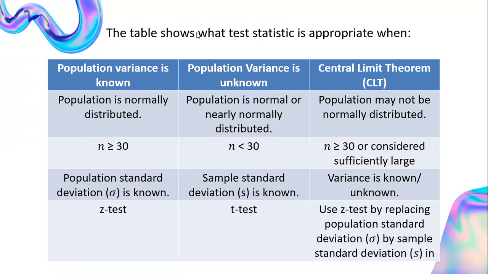Because if the variance is known, then the symbol will be sigma. But using the central limit theorem, then you will use S for the standard deviation. It's a z-test pa rin. These two will use the z-test formula, but they will have different notation. Remember the formula for the z-test? The population mean minus ganyan. Okay? Yun na yun.